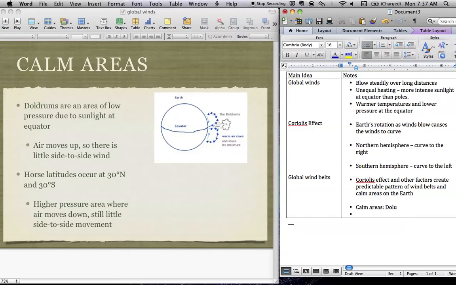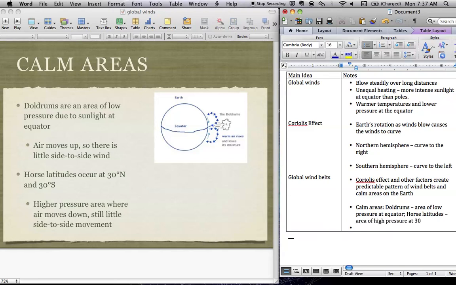We have the doldrums, which occur at the equator. All right, so this is an area of low pressure at the equator. And then we have horse latitudes occur at 30 degrees north and 30 degrees south. These are an area of high pressure at 30 degrees north and 30 degrees south. So those are our calm areas. All right, and the horse latitudes, there are a couple different stories about how they got their name. We'll talk about those in class.